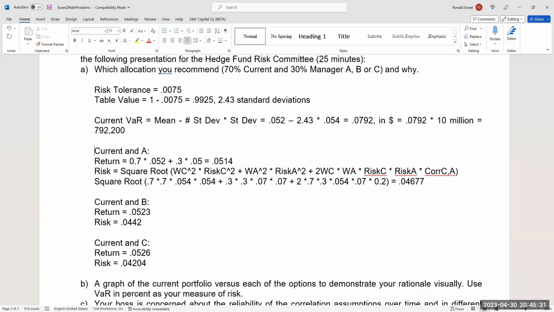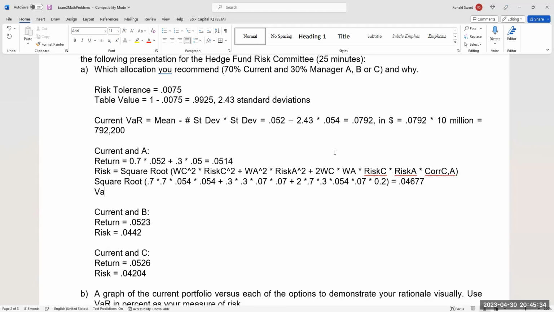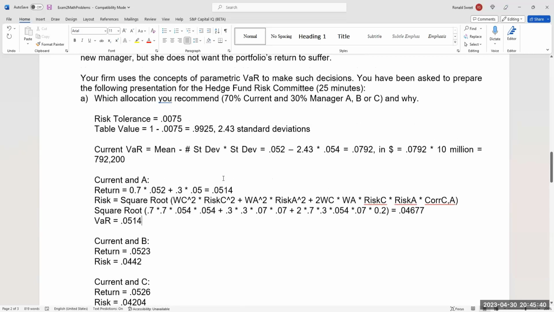Then you do the same thing here. Your VAR here is going to equal your mean, 0.0514. Mean is your expected return, minus 2.43 times your risk, 0.04677. That's going to equal 0.0622, or 622,492. Don't worry about rounding. So if you just say 622,000, that's good enough. You can go out 2 decimal places. So 622,000 is fine.